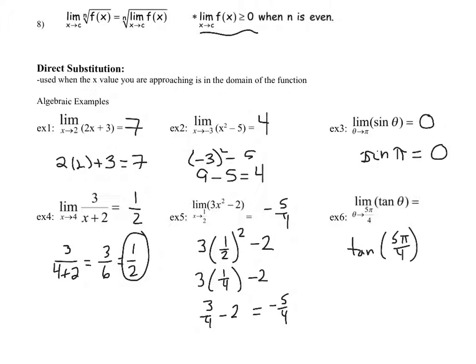Now, the tangent of 5 pi over 4, recall, is the sine of 5 pi over 4 over the cosine of 5 pi over 4. And both of those are just negative radical 2 over 2. So negative radical 2 over 2 divided by negative radical 2 over 2. So this limit is just 1.